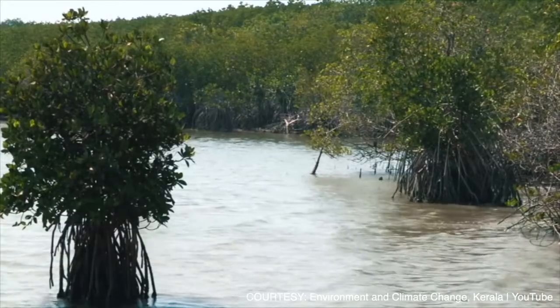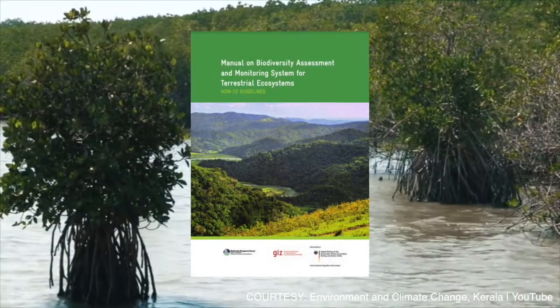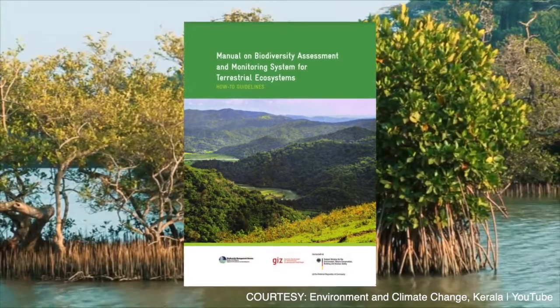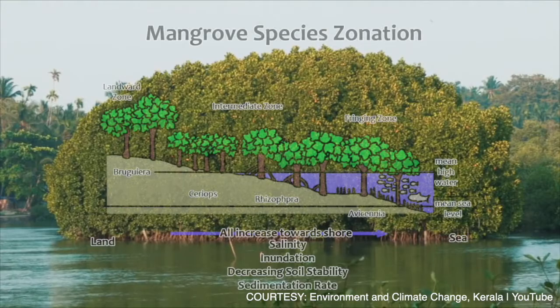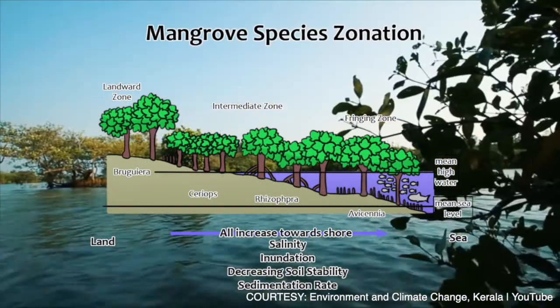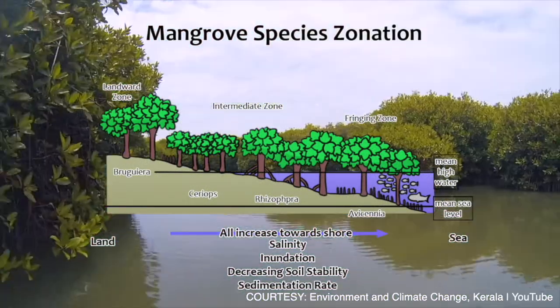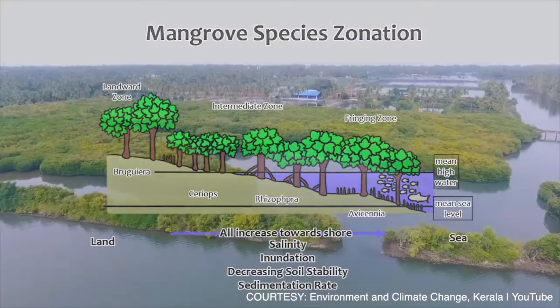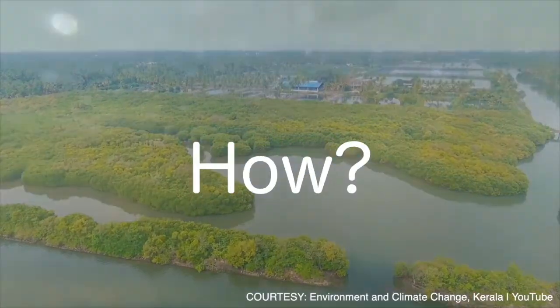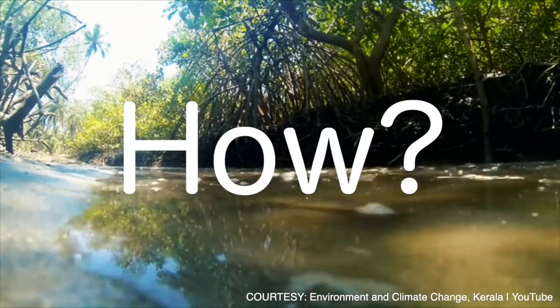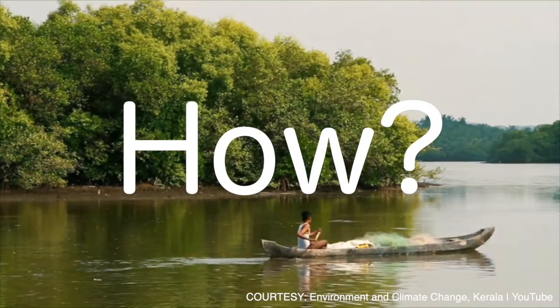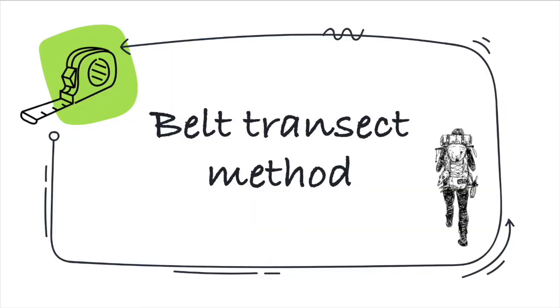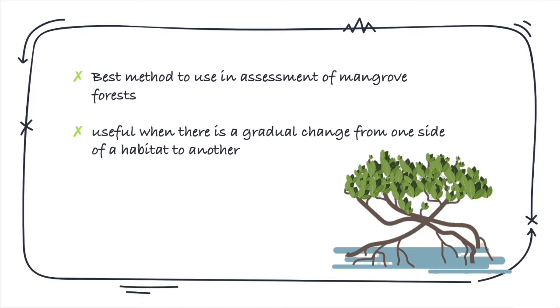The mangrove forest, as defined in the Manual on Biodiversity Assessment and Monitoring System for Terrestrial Ecosystems, is a unique ecosystem, with species exhibiting definite zonation patterns due to factors like varying substrate types and tolerance to salinity and inundation. So how do we properly assess mangrove forests given that each zone must be sampled? The most appropriate means of assessing mangrove forests is the belt transect method, which is very useful when there is a gradual change from one side of the habitat to the other.